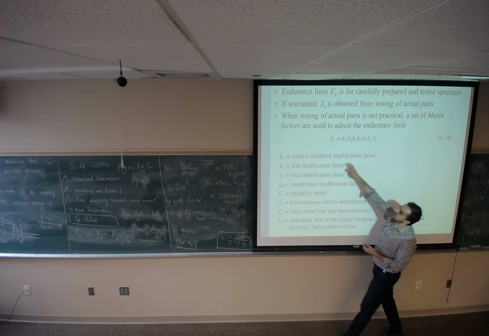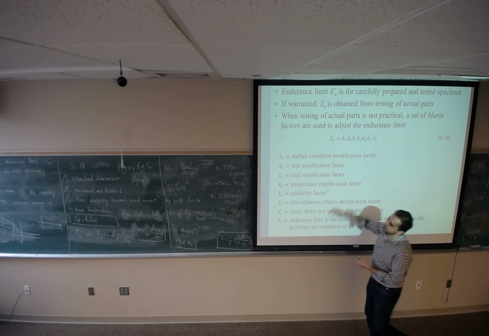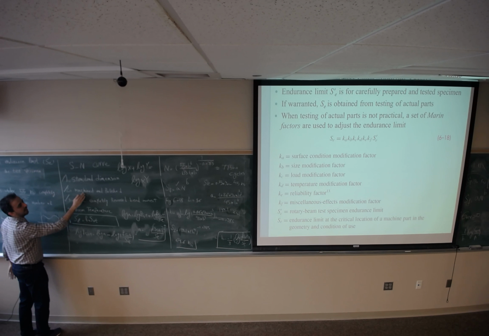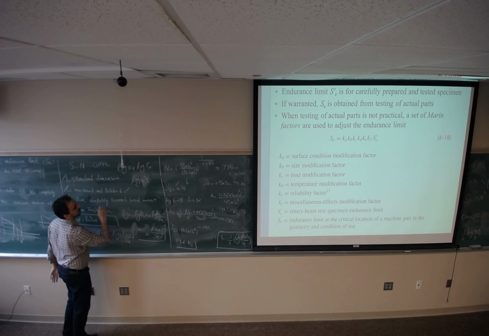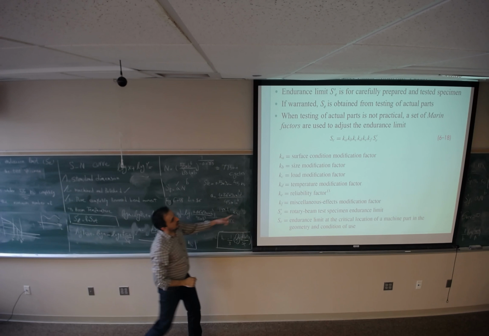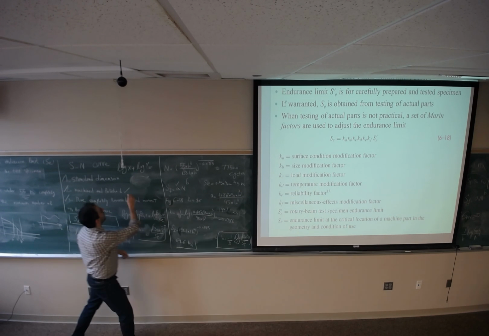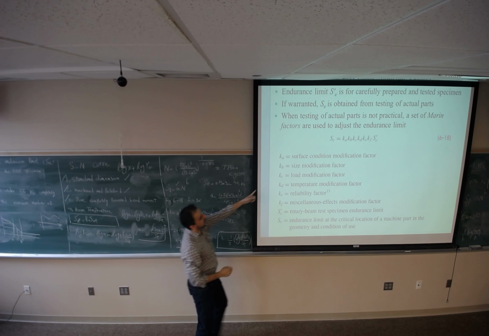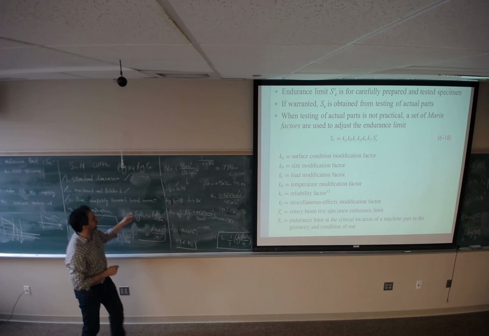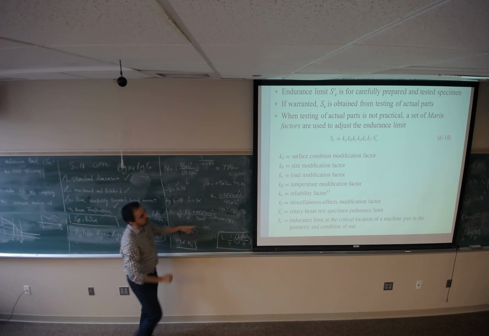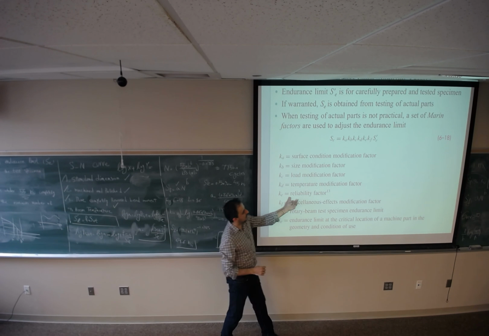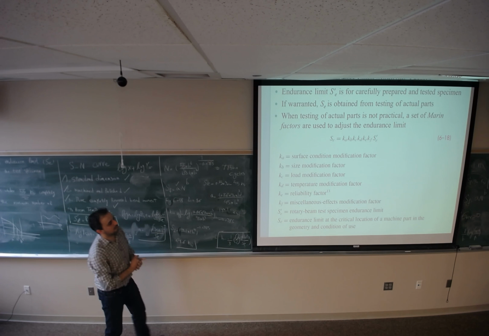Ka is considering the surface condition modification factor. If your component has a different surface condition, then you are going to talk about Ka. If your component has a different size, you are going to talk about the different dimension. We call Kb to modify that. If the load is different than the bending moment, we are going to look at Kc. Kd is going to be temperature. Ke, reliability factor. I will talk about that when we go through that factor.